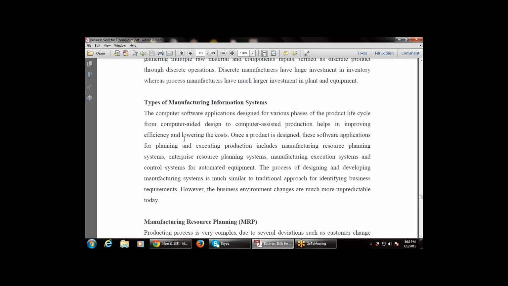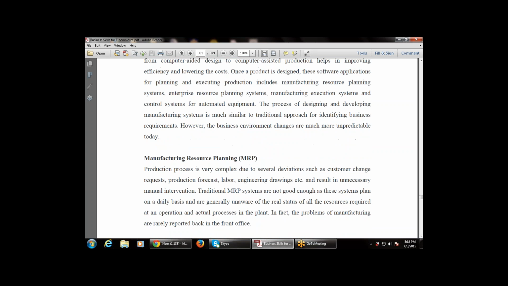So now let's see what are the types of manufacturing information system. That is the different phases of manufacturing information system. The first one is MRP, that is manufacturing resource planning. That is the first one.